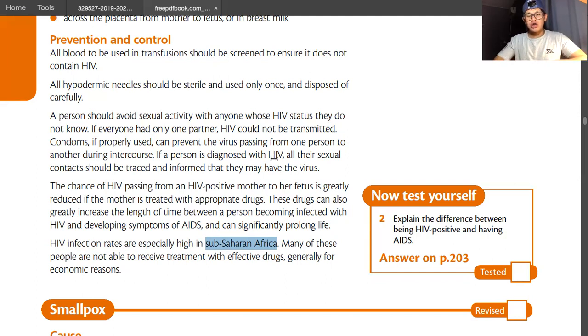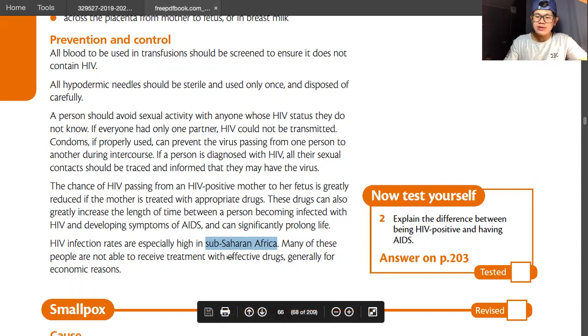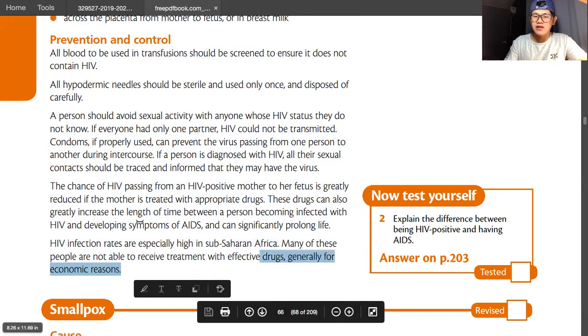So it's very hard for them to get the treatments, simply because of economic reasons, because these regions are quite poor. And it's very hard for them to get support from the government as well, because the government themselves is quite poor in some cases. Not all. So that's what hinders the effectiveness of controlling the spread of HIV as well.